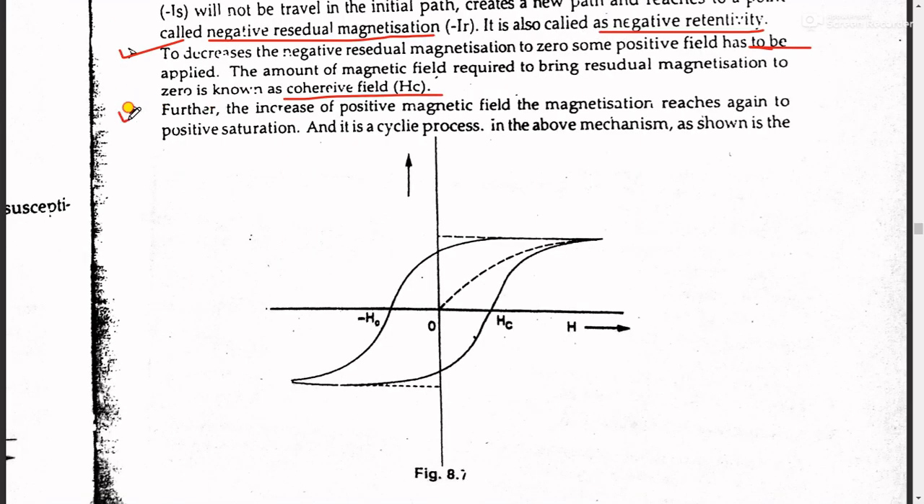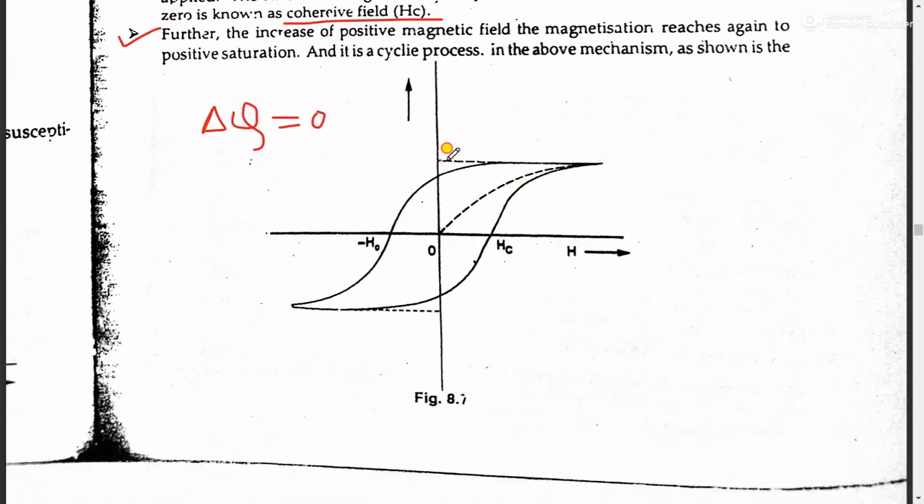Next property, with increase of the positive magnetic field, the magnetization reaches positive saturation again, and it is a cyclic process, delta Q equals 0. In the above mechanism, this is the hysteresis curve.